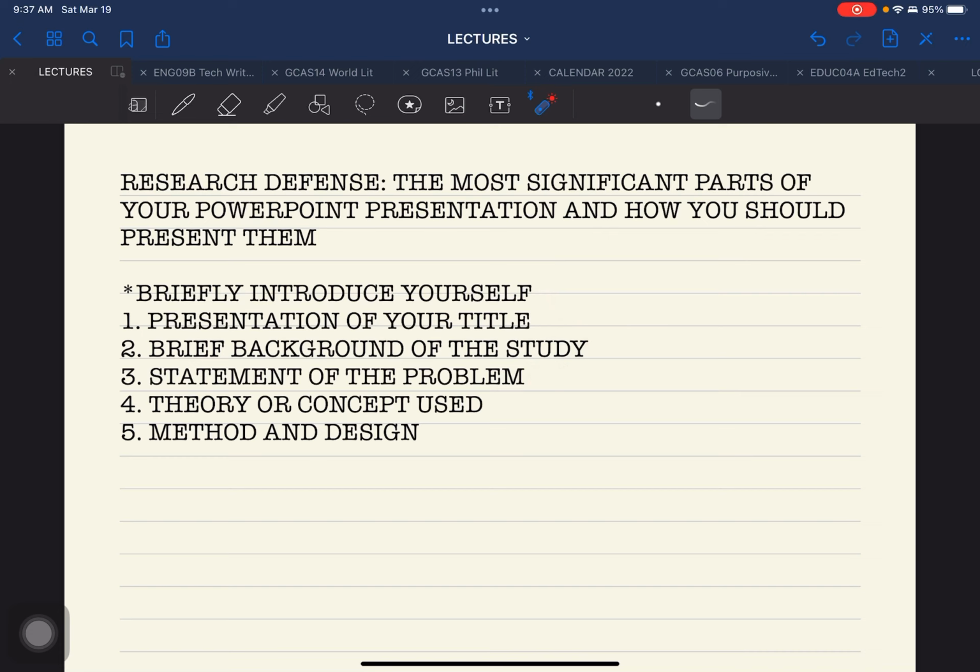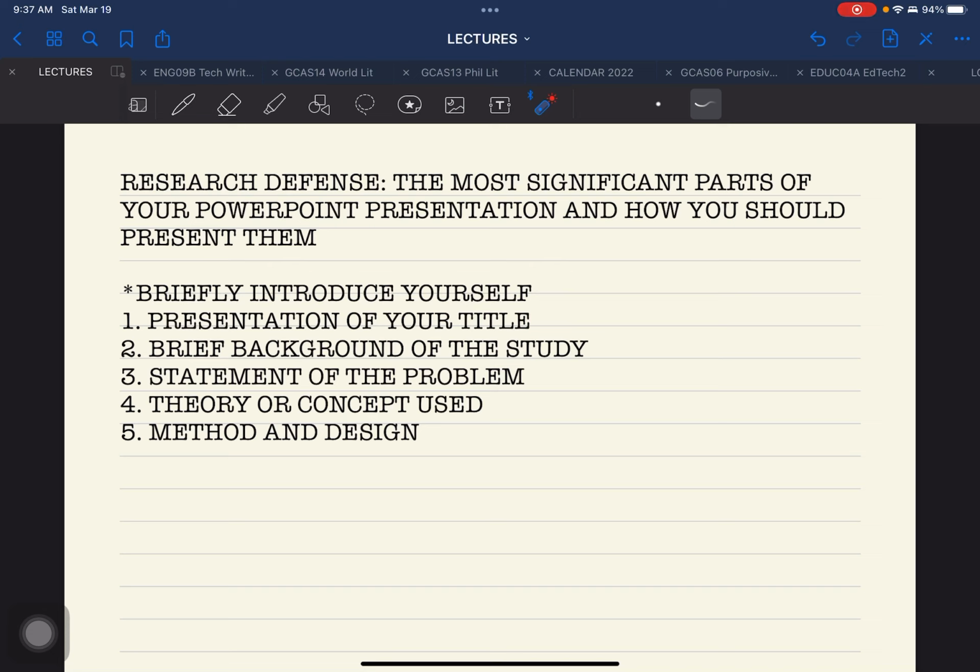But the first one, make sure that you place your full name in the first slide of your PowerPoint presentation. Since we're talking about your PowerPoint presentation, make sure you include your full name in your first slide or in your cover slide. Together with that is your research title. So how are you going to present your research title?